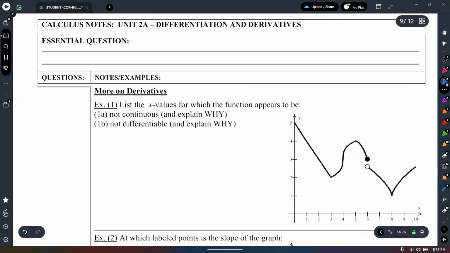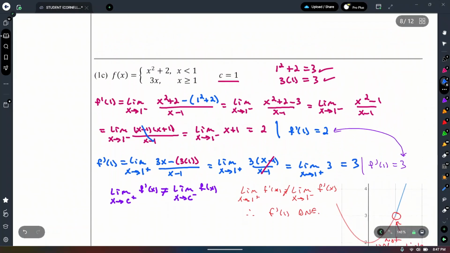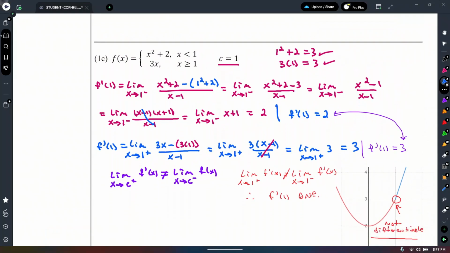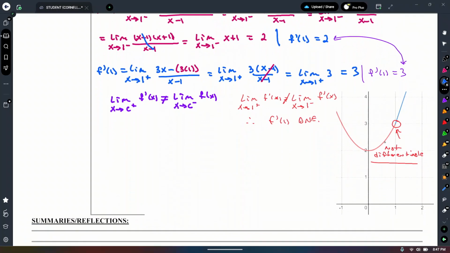Continuing with derivatives, and we're starting on page 9. Last time we talked about the alternative definition of the derivative and how we use that to check to see if a function was differentiable at a point. And remember, the slope coming from the left and coming from the right has to be the same. And so we're evaluating that rate of change from the left and the right. It has to be the same and it has to be continuous.